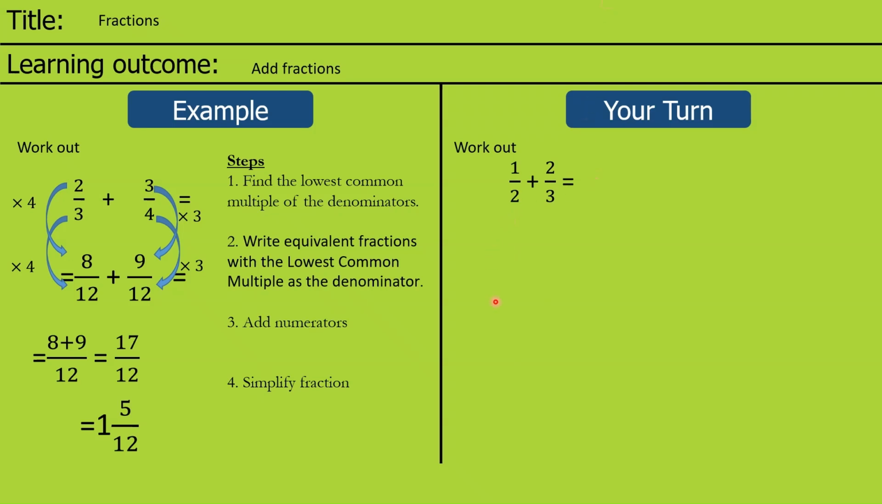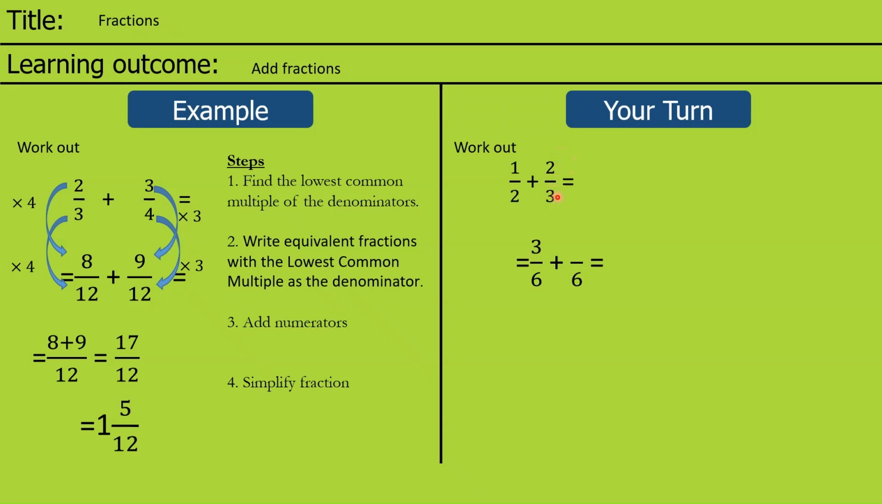Let's check your answer. So we start with using a multiple of 3 and 2. That is the same number in your 3 times and 2 times table. And that number is 6. Then what can I multiply by 2 to get 6? That is 3. 3 times 2 gives us 6. And 3 multiplied by the numerator, 3 times 1 is 3.